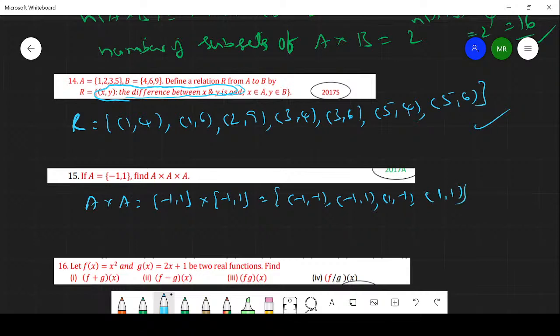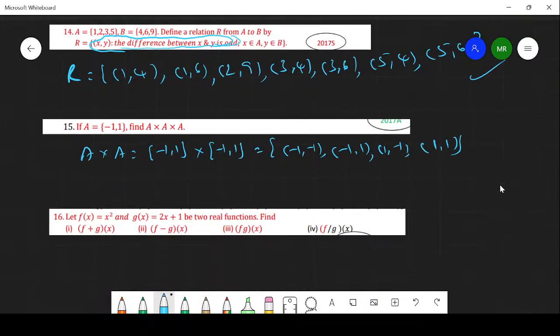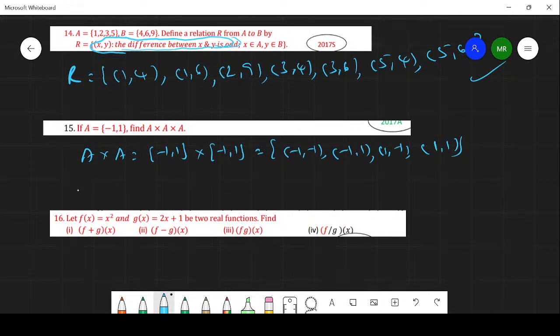Now they are asking A cross A. Because we know that this is A cross A, in total we have 4, since A has 2 elements. Again it comes to 8, because 2 into 2 into 2 is 8. So this is A cross A. I want again cross A. Again cross A means we know A cross A.